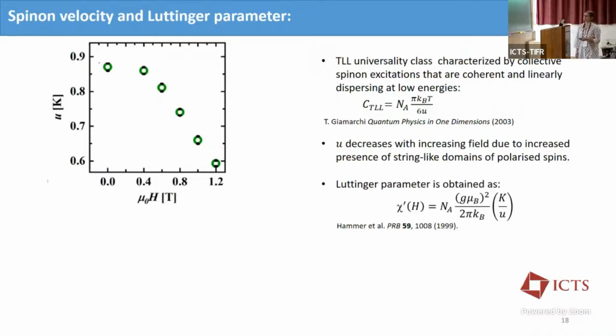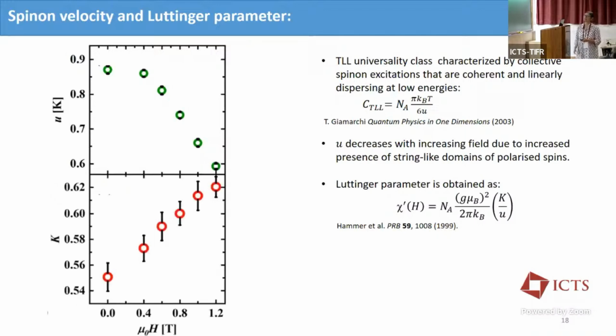And the Luttinger parameter we were able to calculate using the expression between the susceptibility and K by u. So once we were able to get the value of u from the specific heat, we used that to figure out the value of K from the chi prime H data, which was measured at the same values of temperatures and fields. And this is a plot of K as a function of H.